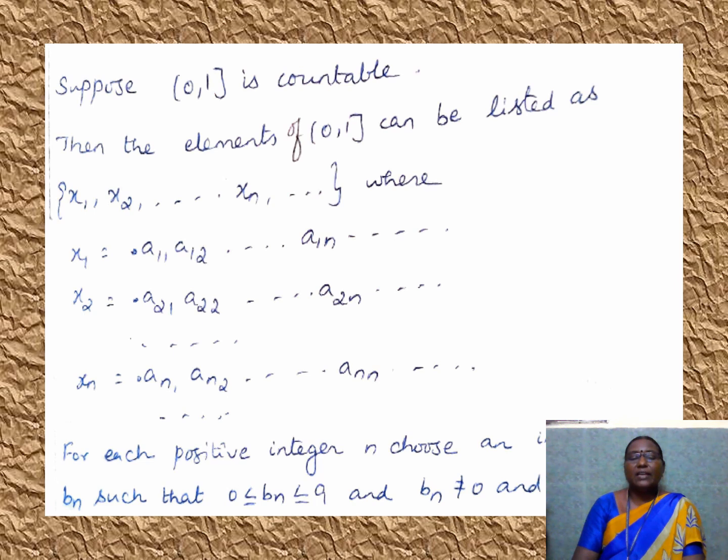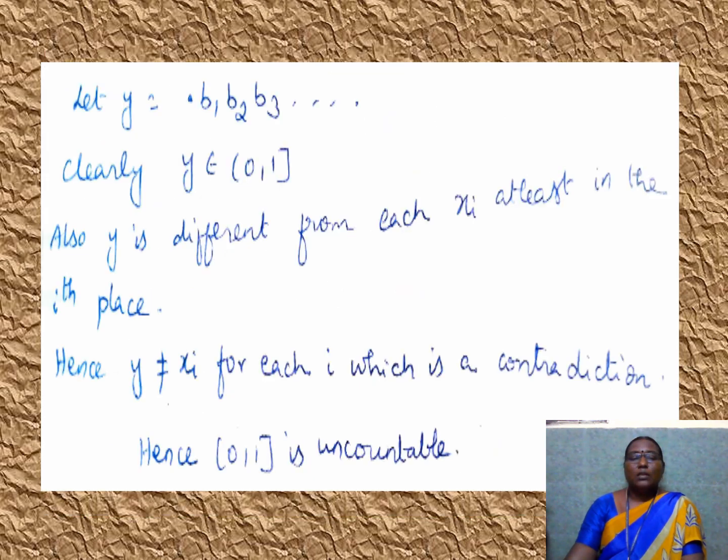Similarly, we can define xn as 0.an1, an2, etc. So, beyond these elements, I have to find a new element in order to bring the contradiction. So, what I am doing is, for every positive integer n, I am choosing an integer bn such that bn lies between 0 and 9, and bn is not equal to 0, and bn is not equal to ann, that is the diagonal element of each x1, x2, etc. So I am taking the element y as 0.b1, b2, b3, etc.